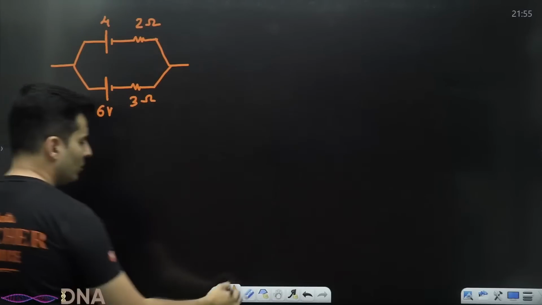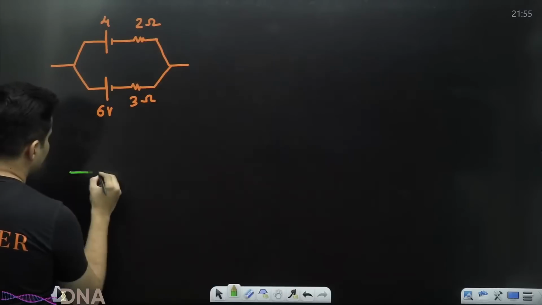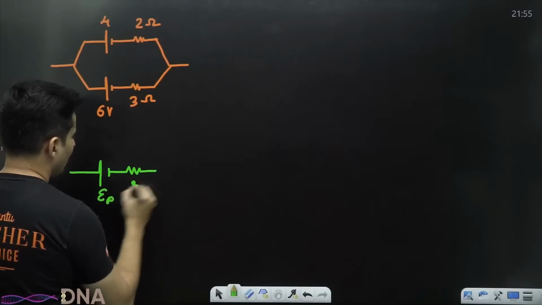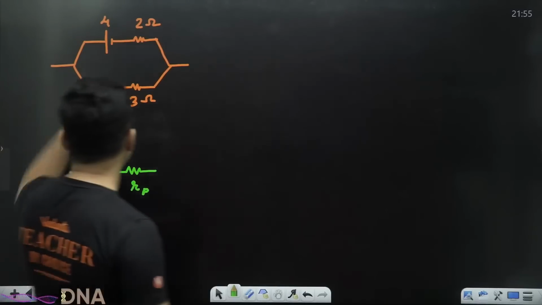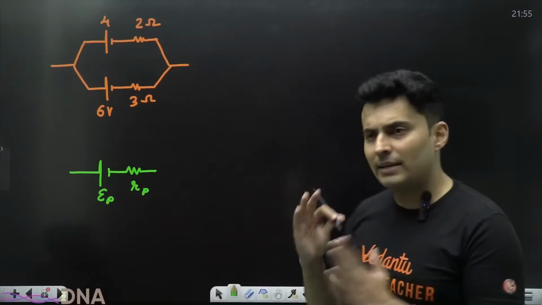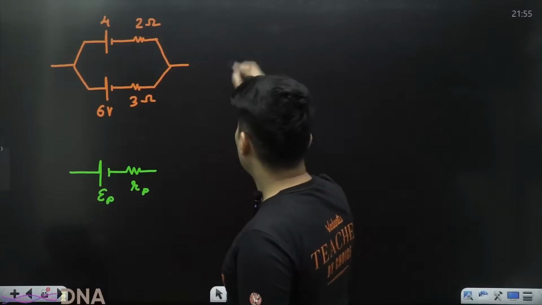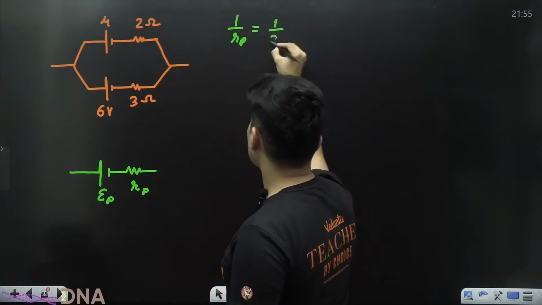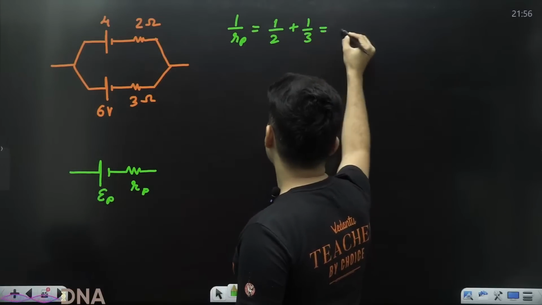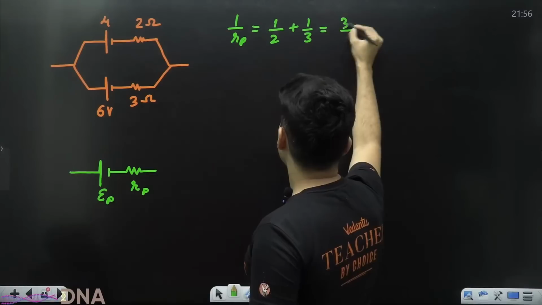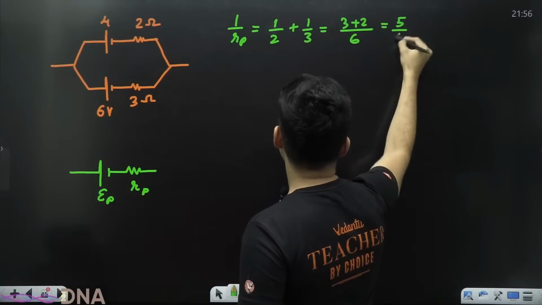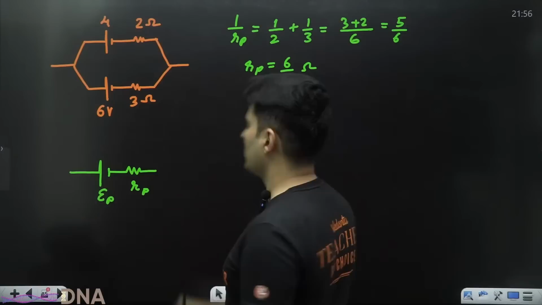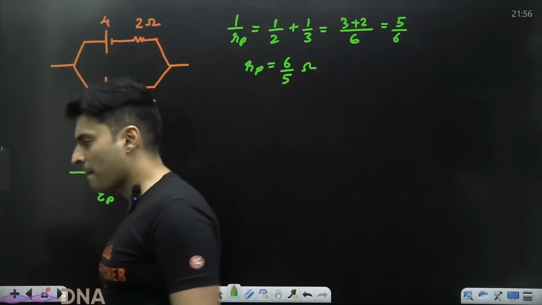You want to convert it into basically one single battery with one single EMF and a resistance also. You can clearly see they are in side by side mode, that means they are in parallel. So let's try to find 1 by Rp first. It will be 1 by R1 plus 1 by R2. So LCM is 6, so it will be 3 plus 2, which is 5 by 6. So Rp will be basically 6 by 5 ohms. So we got this.